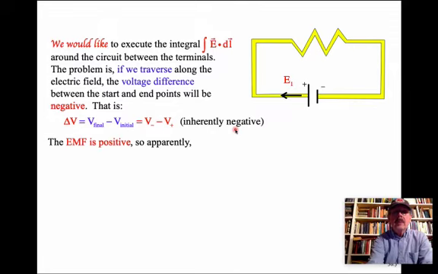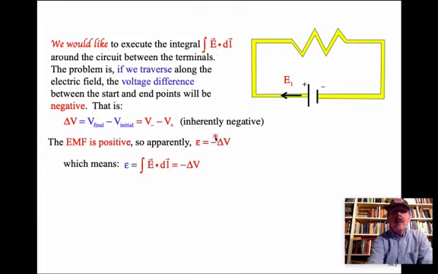Okay, which means, given the fact that EMFs are generally positive, apparently the EMF was going to end up equaling minus this delta V quantity that we generated by going from here to here as we were doing this E dot dl integral.